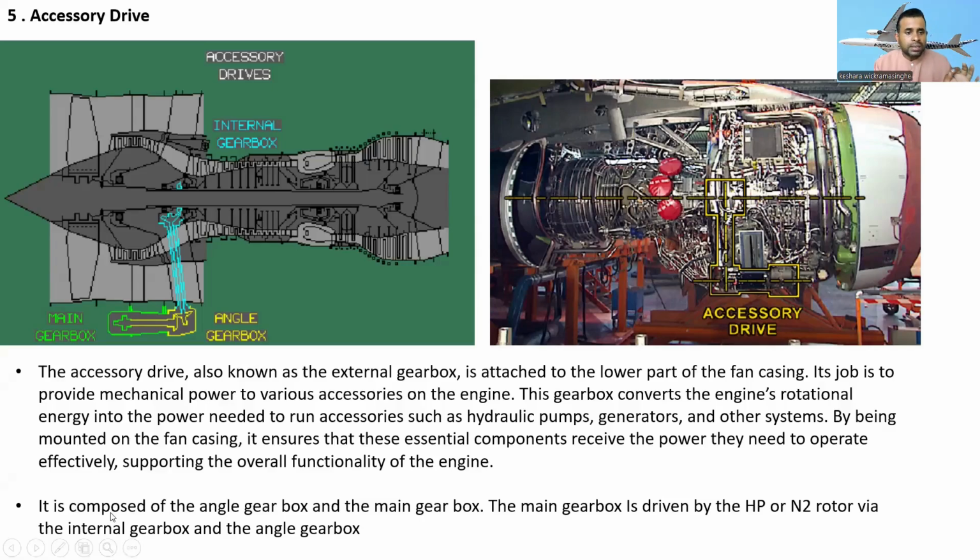All right, it is composed of the angle gearbox and the main gearbox. The accessory gearbox also has an angle gearbox. The main gearbox is driven by the high pressure or N2 rotor via the internal gearbox and the angle gearbox. Remember, the accessory gearbox is directly connected to the high pressure compressor, or high pressure rotor, or N2 rotor. Okay, just remember it.